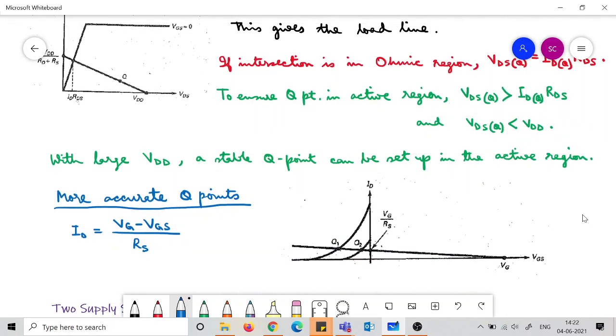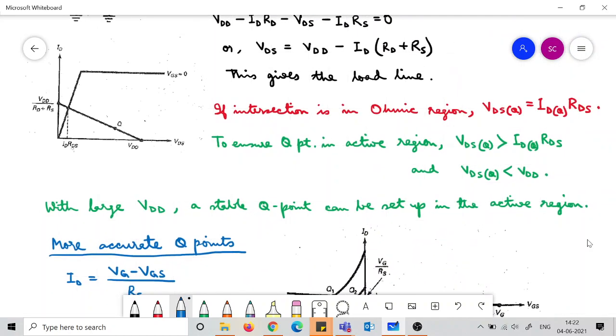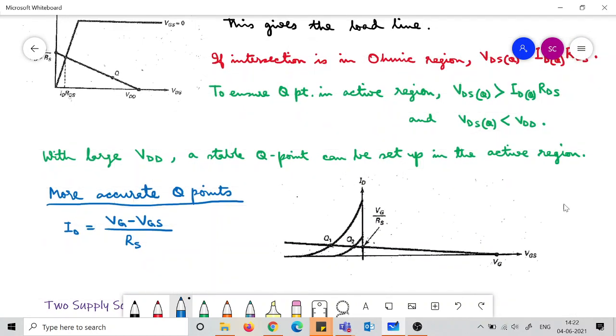So this is the final takeaway from self bias. In self bias, we need to have the VDD very high. Now if we want to calculate the Q point more accurately, then we have to include the effect of this VGS. So ID is not Vg by Rs simply, but Vg minus VGS by Rs.